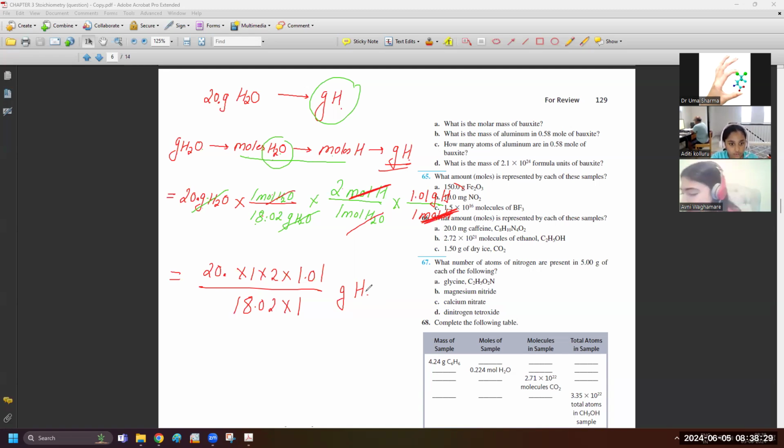I got 2.241953, but how many significant figures should I have? Only two. So how much? 2.2 grams of hydrogen. That's what you're saying? Oh no, yeah. Is it correct? Let me check.